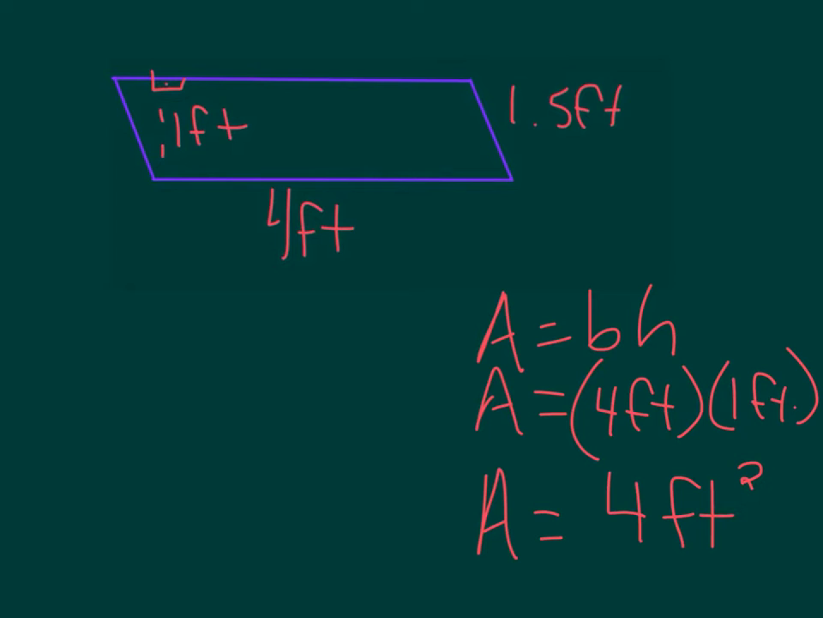Well, did you get it right this time? You had an area of 4 feet squared. Your base was your 4 feet and the height was 1 foot. Remember, the height is not a diagonal, so the 1.5 feet cannot be your height. The height will always be perpendicular to the base. You see? Those are 90-degree angles, which means the height is perpendicular to the base.